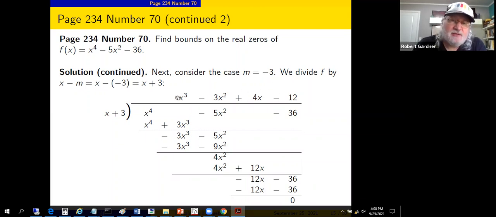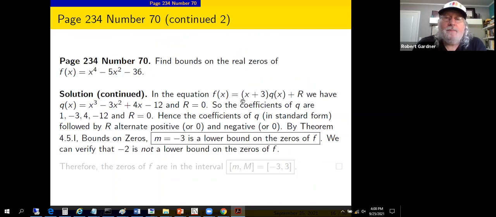I guess I should say positive, negative or 0, positive or 0, negative or 0. And then we got a remainder of 0. So by the notation given in this theorem, f of x equals x plus 3 times q of x plus r, we have q of x is given and r was 0. The coefficients of q are 1, -3, 4, and -12.